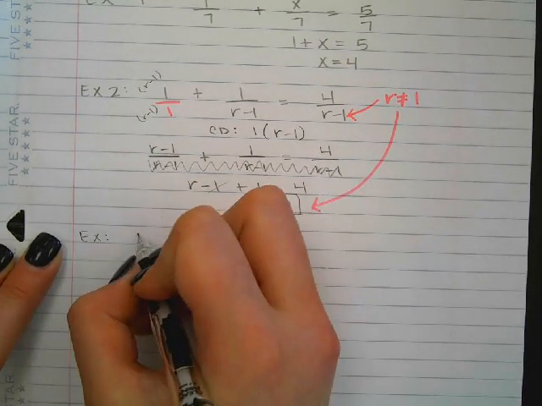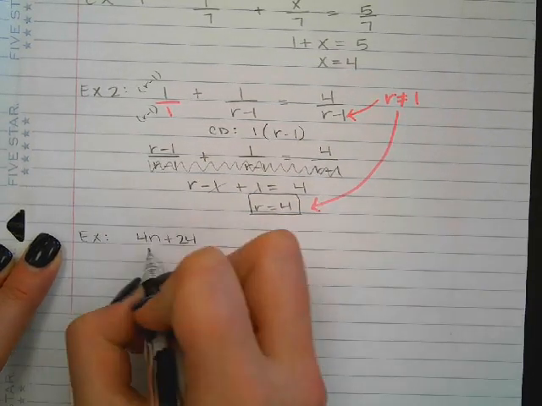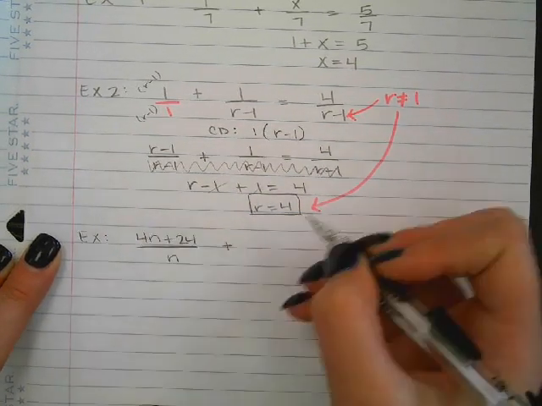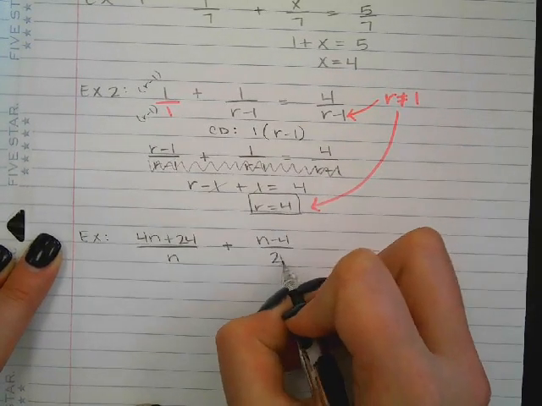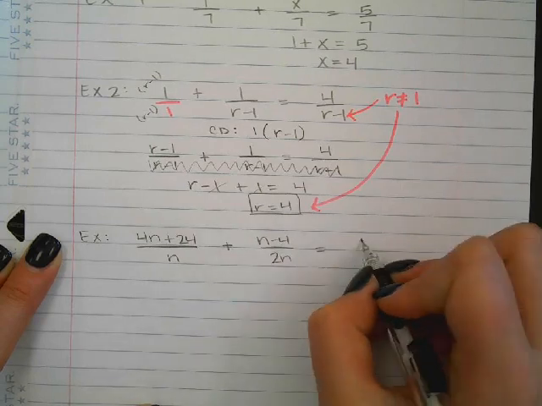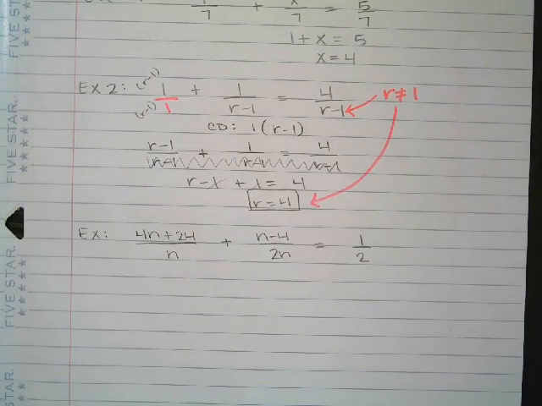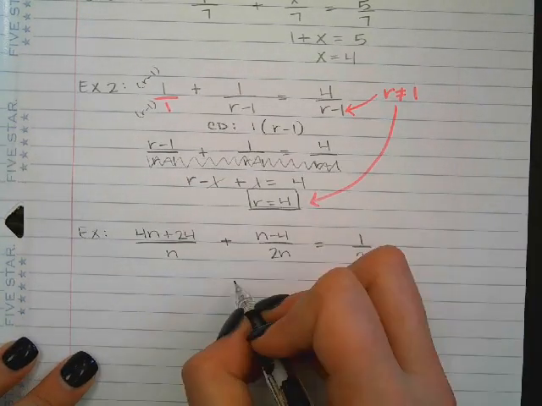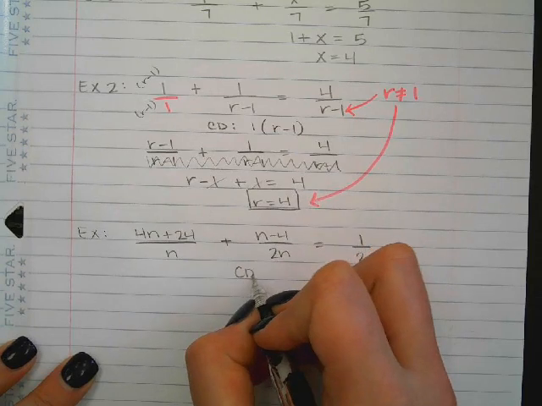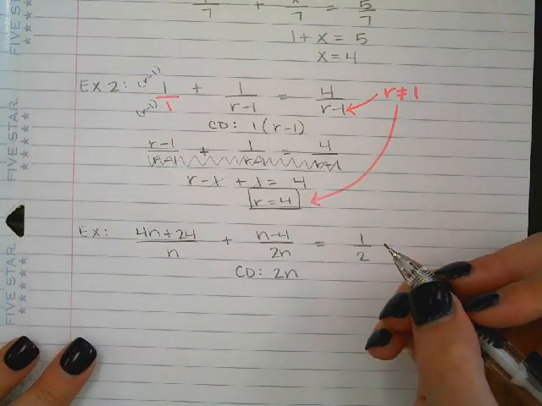We have 4n plus 24 over n plus n minus 4 over 2n equals 1 over 2. So if we look here, we have an n and a 2n and a 2. That means that my common denominator definitely needs to have a coefficient of 2 in it, and it definitely needs to have an n in it.